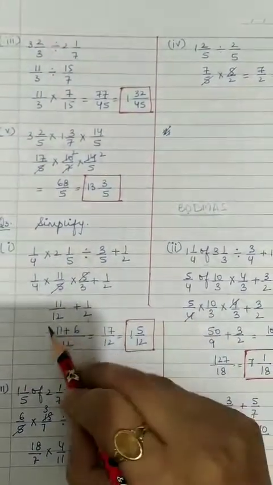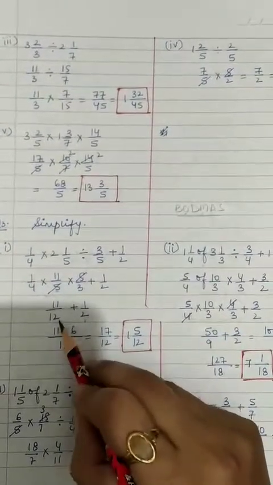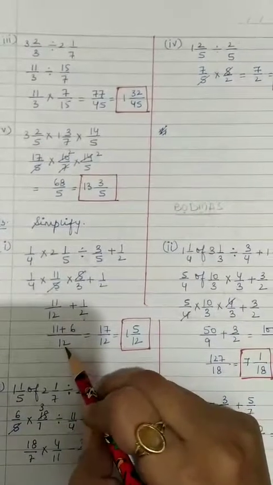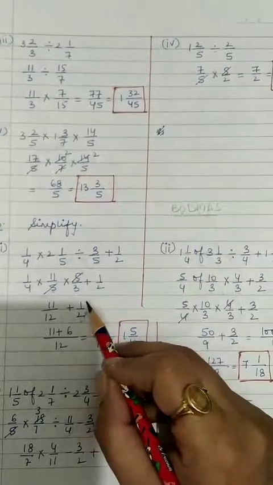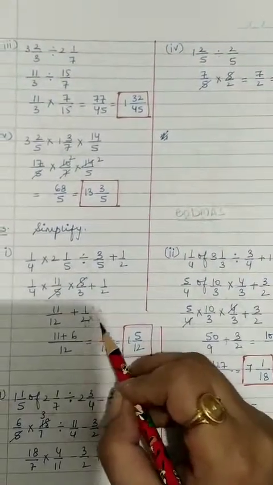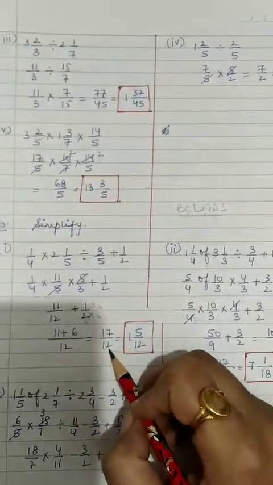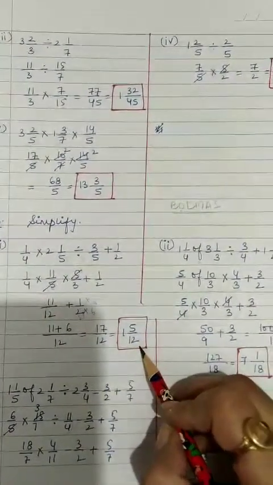Now take the LCM. LCM of 12 and 2 is 12, and 12 divided by 12 is 1. 1 into 11, 11. 12 divided by 2, 6. So we will multiply these terms with 6. Here it is 12 and 1 6 is 6. 12 plus 6, 17 by 12. And here we will get 1 5 by 12.